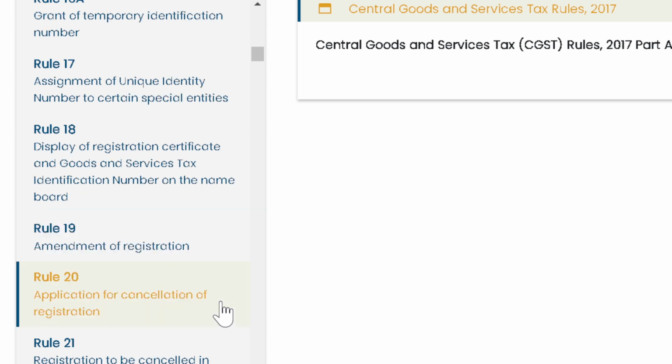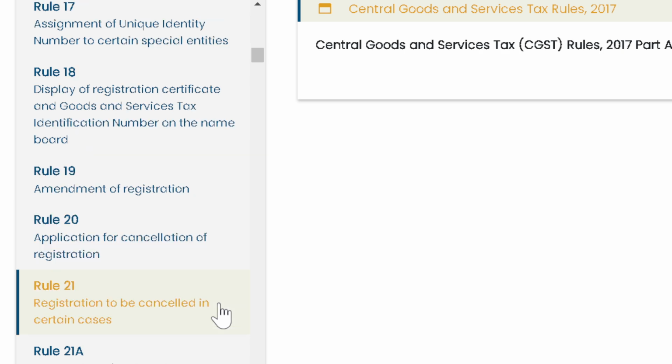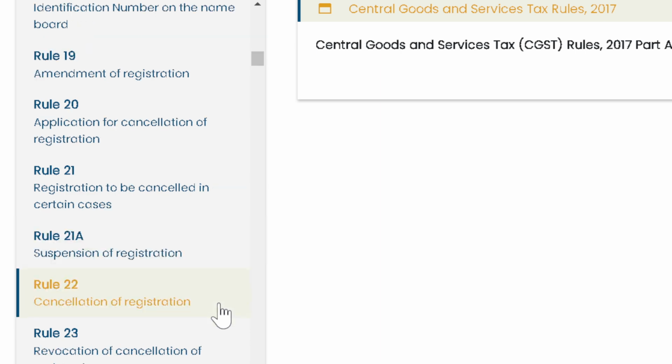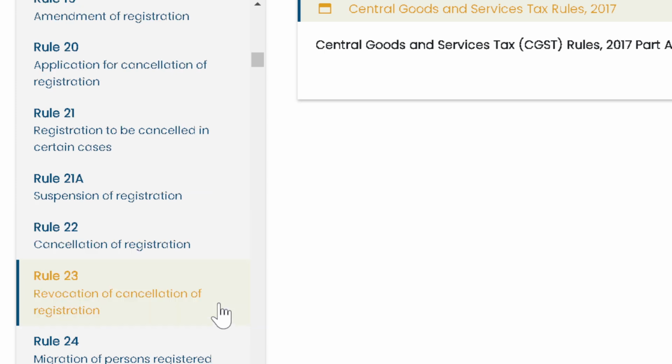Rule 20, Application for cancellation of registration. Rule 21, Registration to be cancelled in certain cases. Rule 21A, Suspension of registration. Rule 22, Cancellation of registration. Rule 23, Revocation of cancellation of registration.